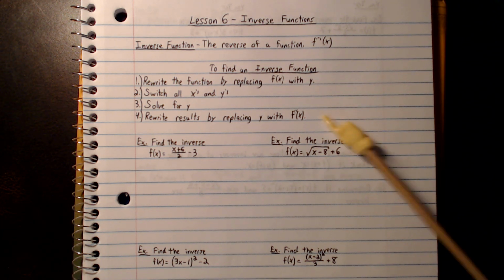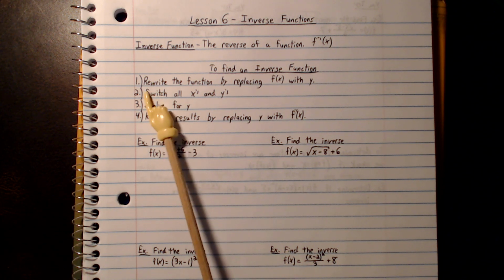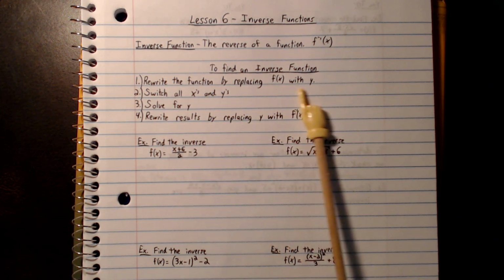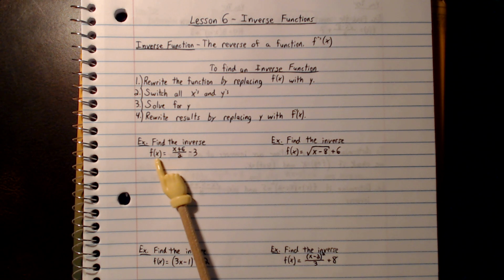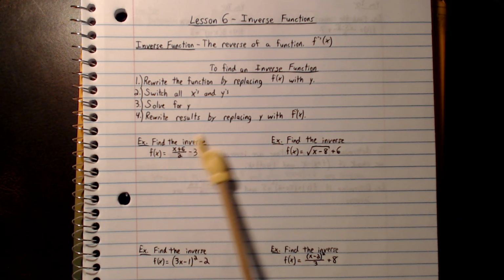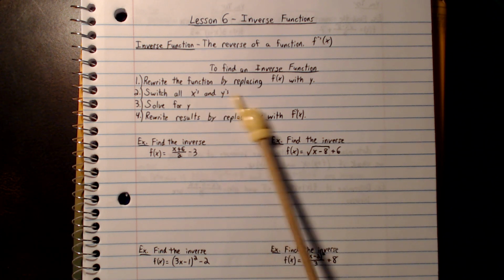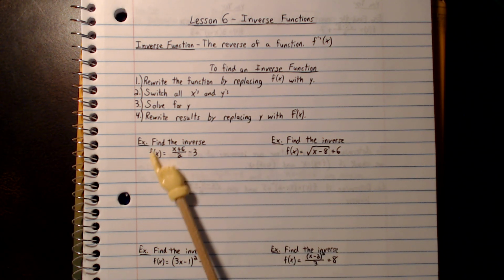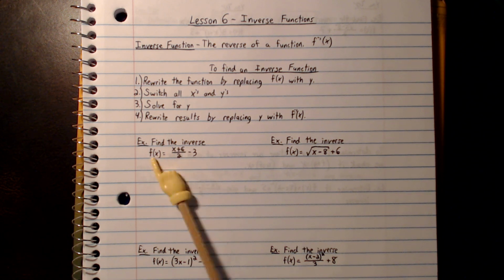To find an inverse function, we have 4 steps. You might want to write these down. Your first step is to rewrite the function by replacing f of x with y. You'll see down here we have an example. We're going to replace that f of x with a y. Your second step is to switch all of your x's and y's.